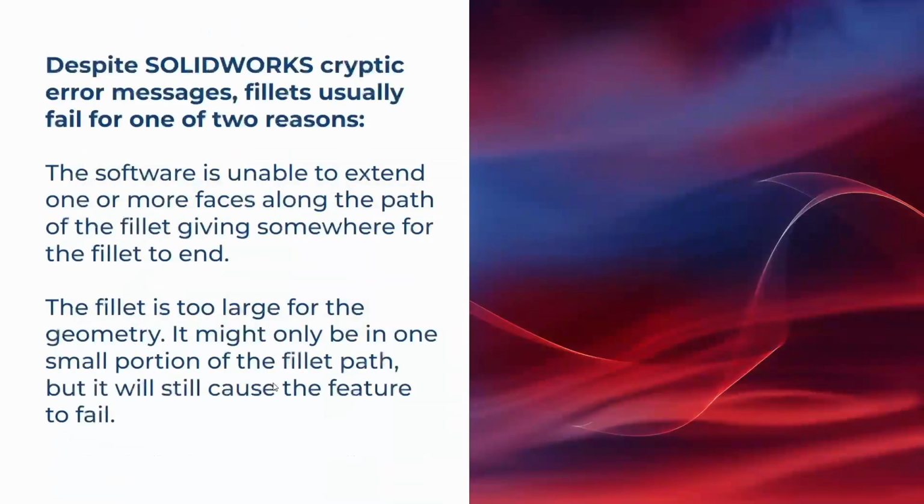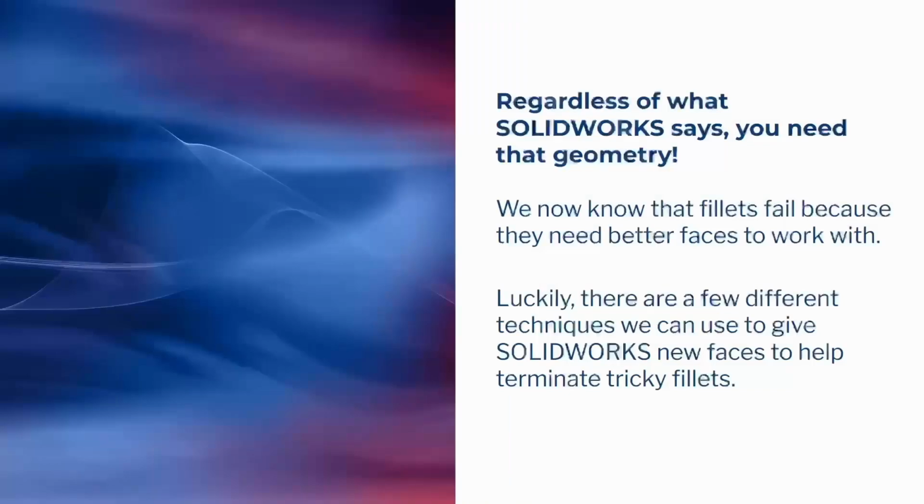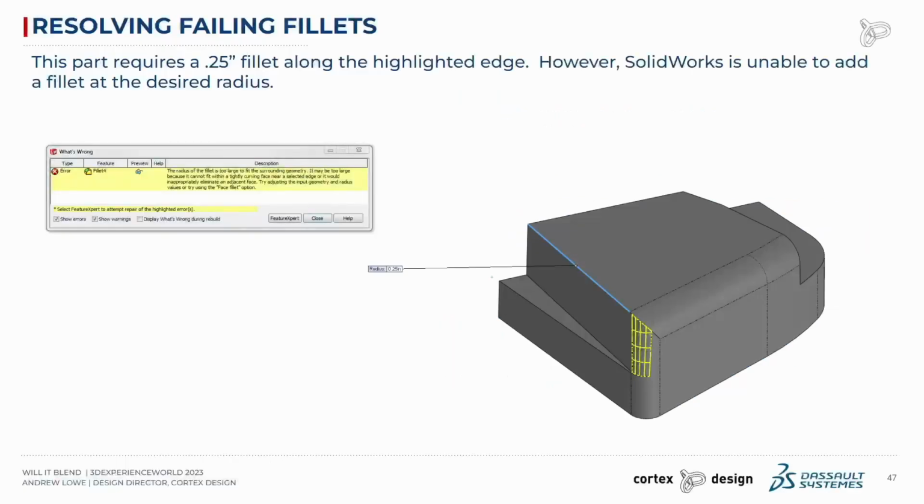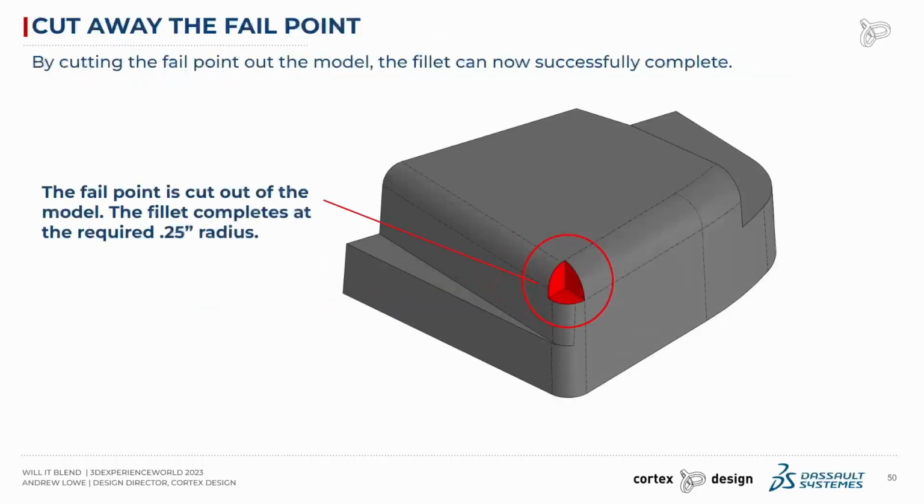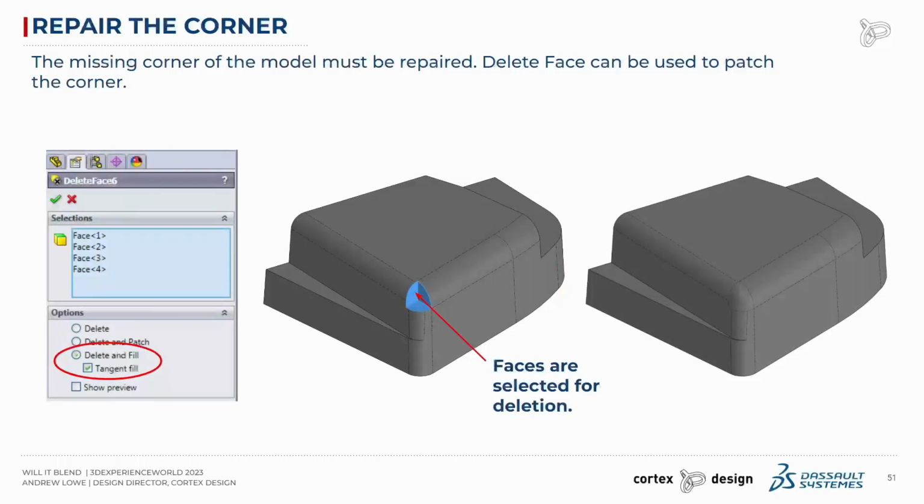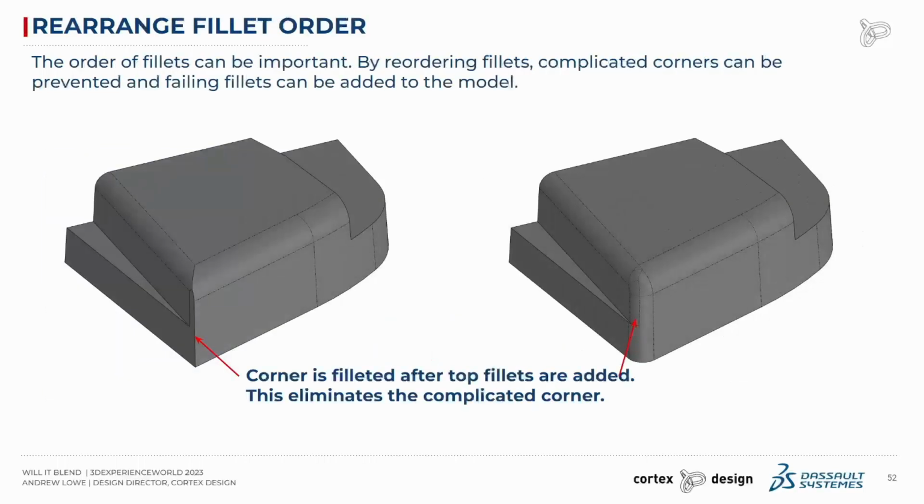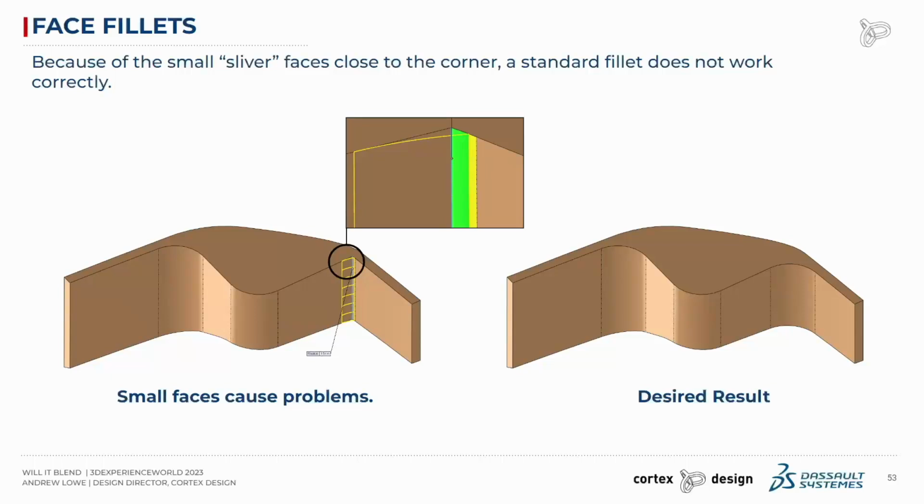So running back through, once again, the reason this is happening is SOLIDWORKS not being able to extend our faces to give fillets somewhere to end. But regardless of what SOLIDWORKS says, you need that geometry. And so the fix here is to give new faces for SOLIDWORKS to work at by identifying where the fillet might fail, cutting that away from the model, and then replacing it with the delete face. Once again, reordering or rearranging the fillet order can also be effective in solving some of these issues.